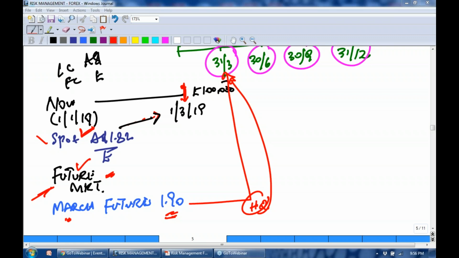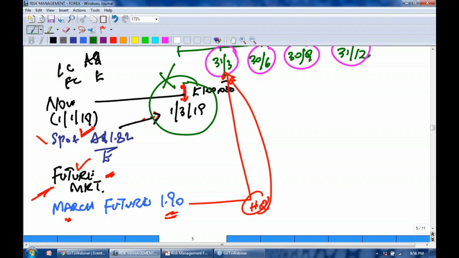Sir, how to make protection? Actually, if we purchase the March contract, that will be settled on 31st March. We will not hold the contract till 31st March. But actually, on 1st March 2019, we will close the contract.